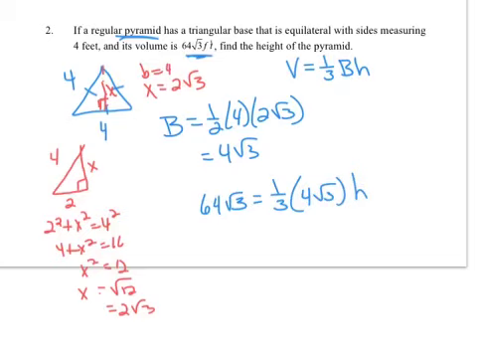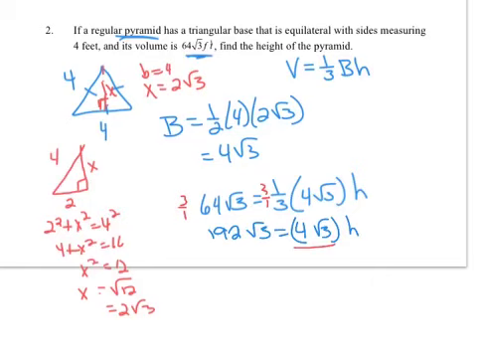Well, I can do this in a couple of steps. I can get rid of the 1/3 first by multiplying each side by the reciprocal. So that would be 3 over 1 and 3 over 1. And that's going to get me 192 radical 3. 192 radical 3 is equal to 4 radical 3 times h.